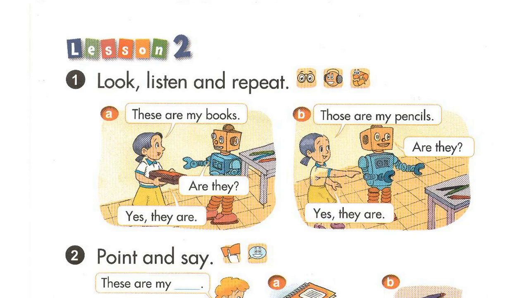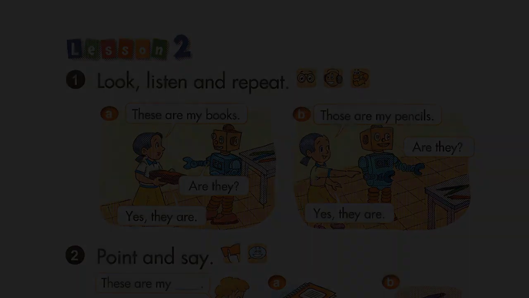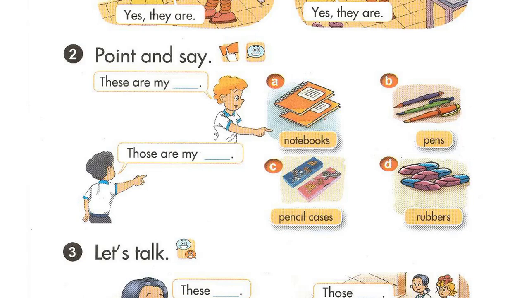Page 54. Lesson 2. Activity 1. Look, listen, and repeat. A. These are my books. Are they? Yes, they are. B. Those are my pencils. Are they? Yes, they are. Page 54. Lesson 2. Activity 2. Point and say. These are my notebooks. Those are my pencil cases.